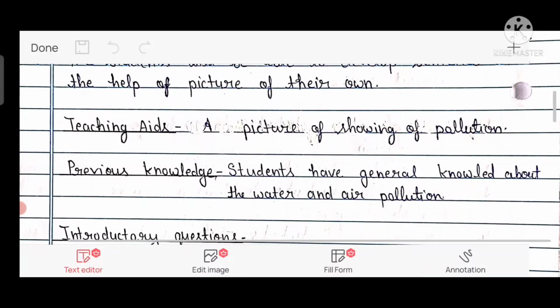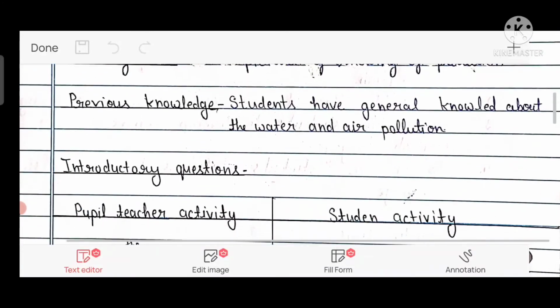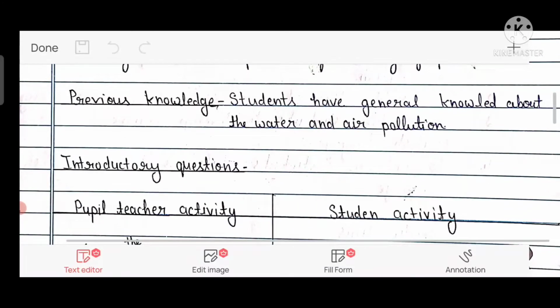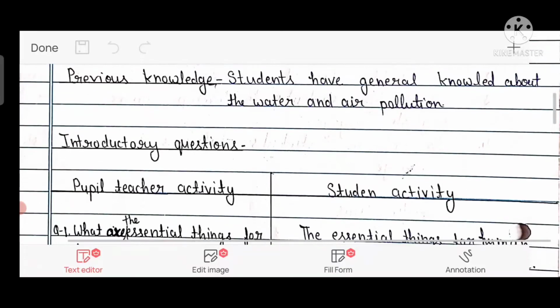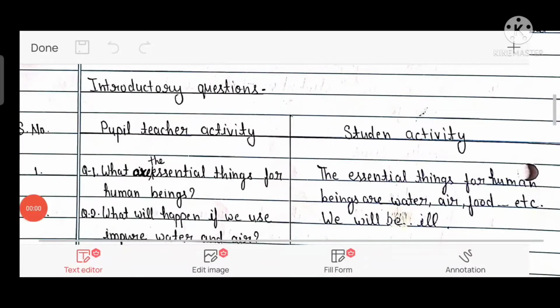After that, we'll write teaching aids. In teaching aids, a picture showing the topic, chart, flashcard, models, etc. After that, we'll write previous knowledge. In previous knowledge, students have general knowledge about water and air pollution, etc. Now we'll write the introductory question.